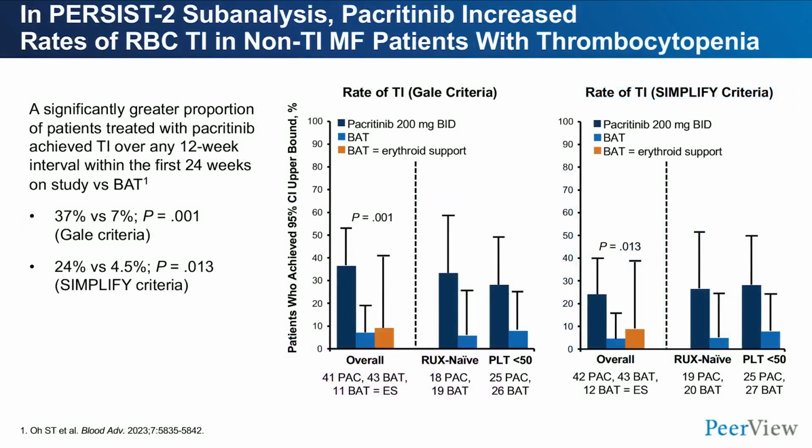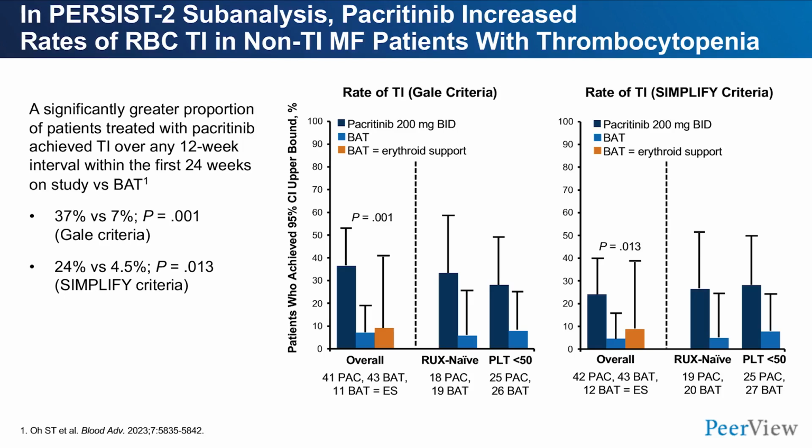Pacritinib has been developed in the PERSIST-1, PERSIST-2, the PAC study, and the study PACIFICA is still ongoing. And this is the information on a cohort of patients who are not transfusion independent and with thrombocytopenia. Transfusion independence has been assessed on the basis of the Gale criteria, so at least one transfusion in the last 12 weeks, or according to the simplified criteria, that means one transfusion in the last 12 weeks or hemoglobin level below 8 grams per deciliter.